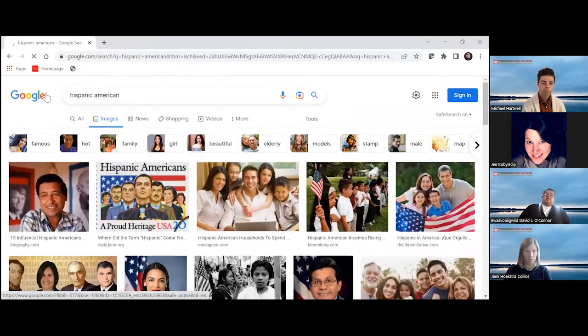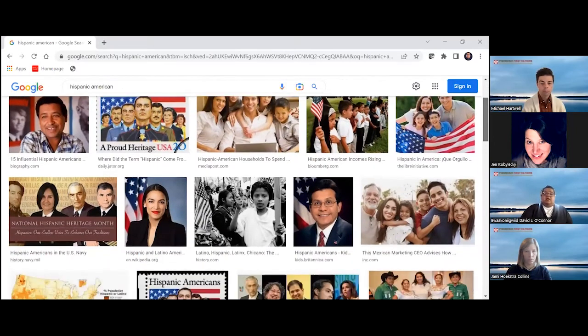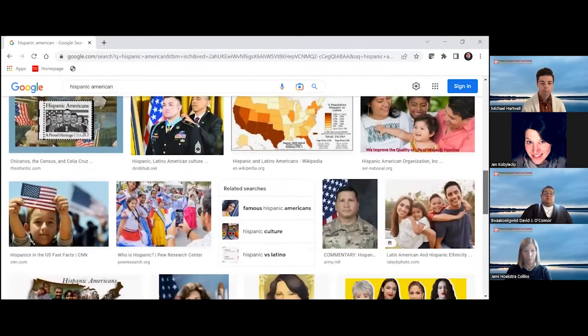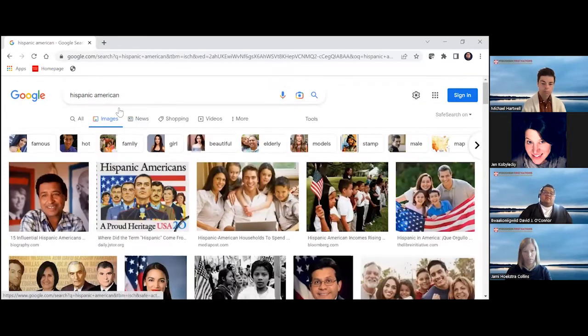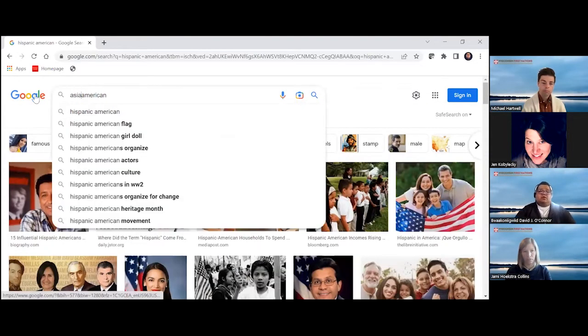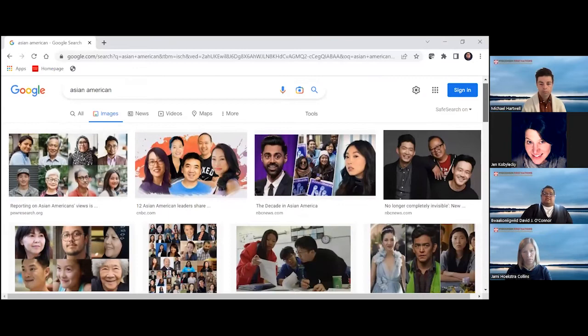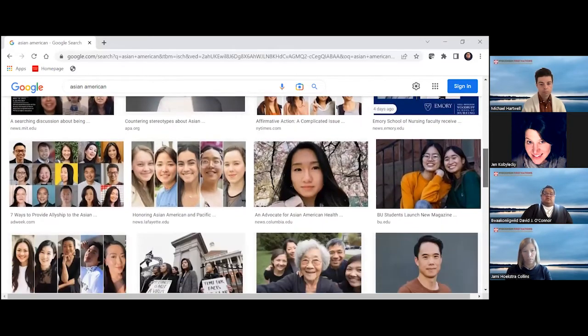Now I'll switch out the group again: Hispanic or Latinx American. Contemporary imagery, a mix of men and women, but not so much individuals as more groups of people being represented in these images. How about if I switch up the group again? Asian American folks. It's the same thing as Hispanic or Latinx: contemporary imagery, a mix of men and women, but mostly groups of people versus individuals.